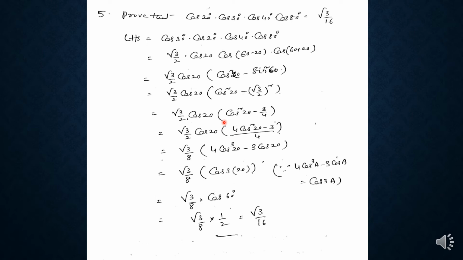By taking LCM here, we will get 4 here. That is 4 cos square 20 minus 3. That is root 3 by 2 cos 20 into 1 by 4. Root 3 by 2 into 1 by 4. That becomes root 3 by 8 into 4 cos cube 20 minus 3 cos 20. So this is in the form of 4 cos cube A minus 3 cos A. So this is the formula for cos 3A. Root 3 by 8 into cos of 3A, cos of 3 into 20, that is cos 60. That is root 3 by 8 into cos 60 degree value is 1 by 2. That is root 3 by 16.